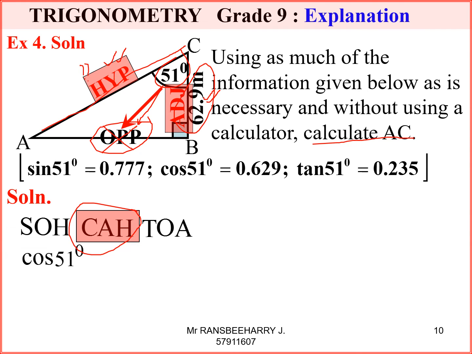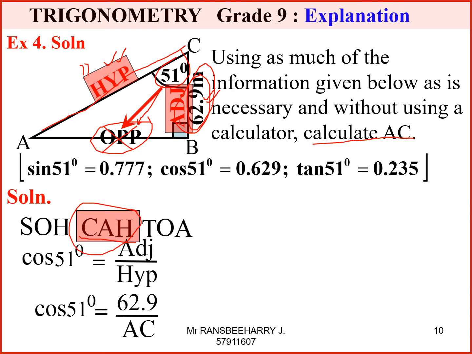Cos of the angle, 51. Cos 51 is A over H. Cos means adjacent over hypotenuse. So the adjacent is 62.9 meters, given here. Replace. The hypotenuse is AC, which is required to be found.